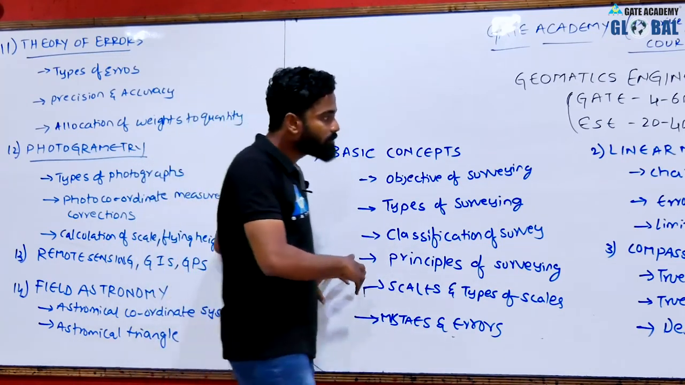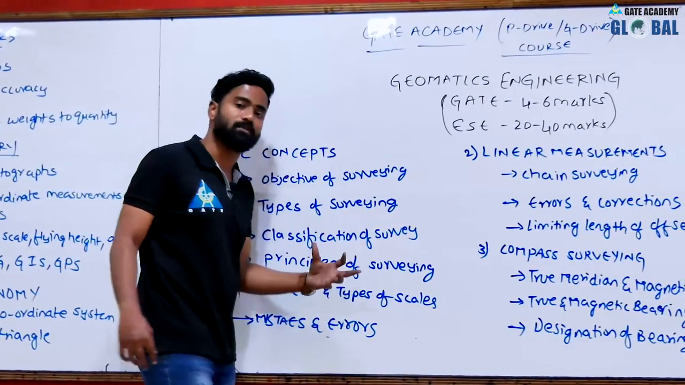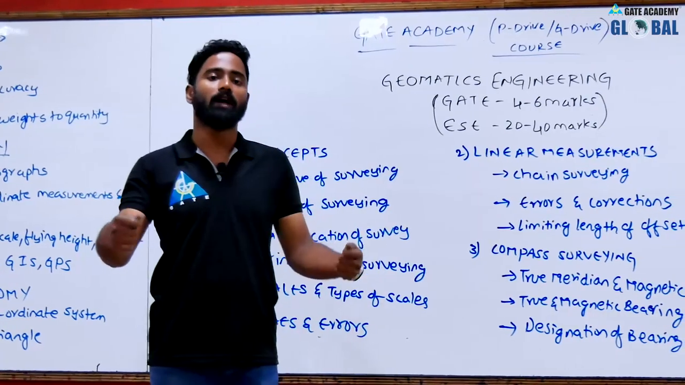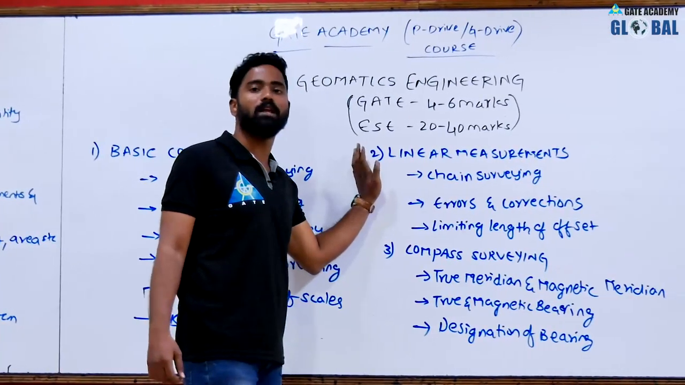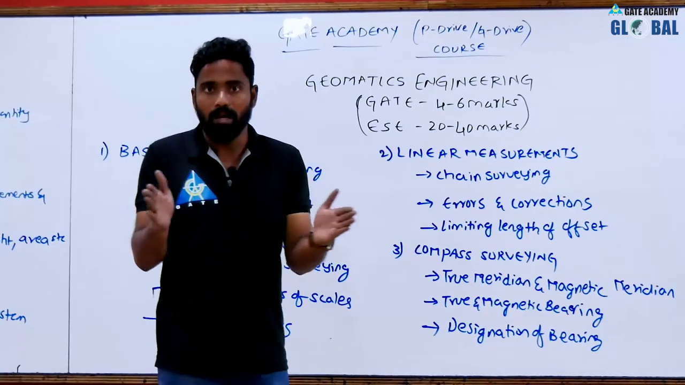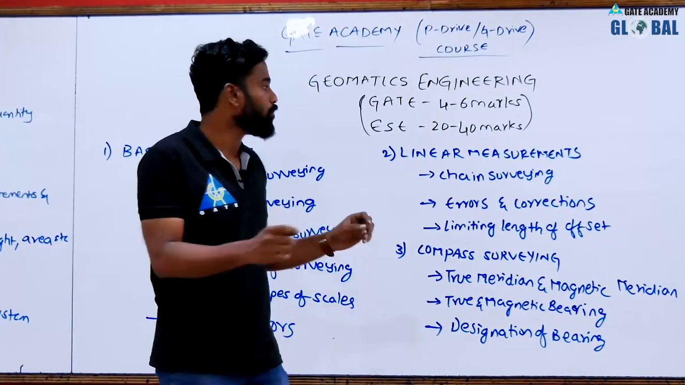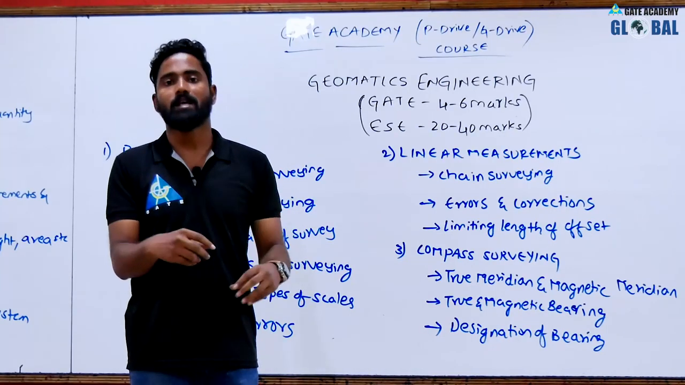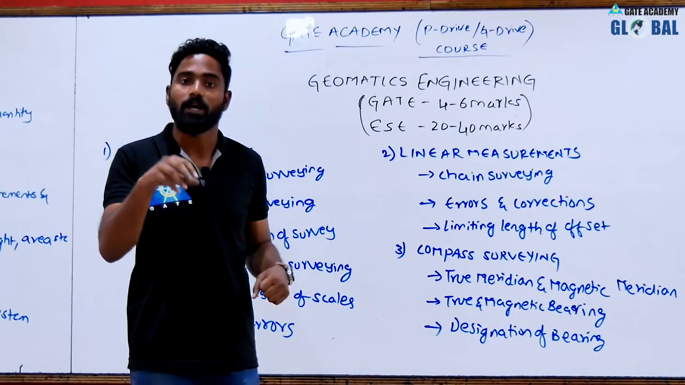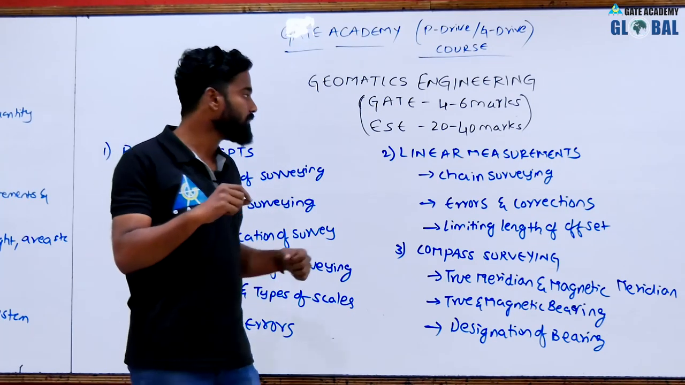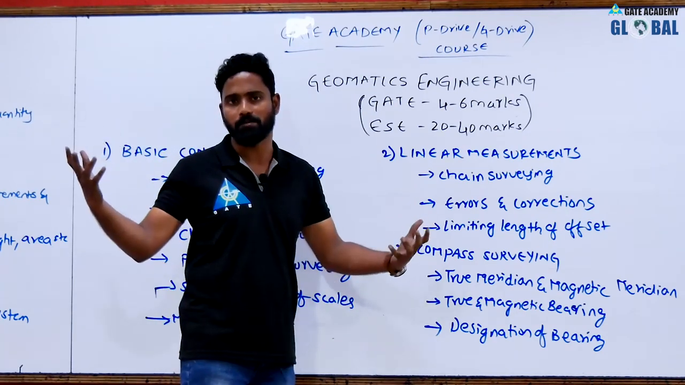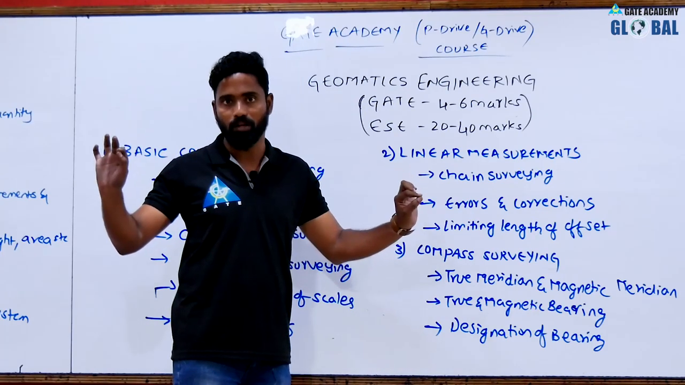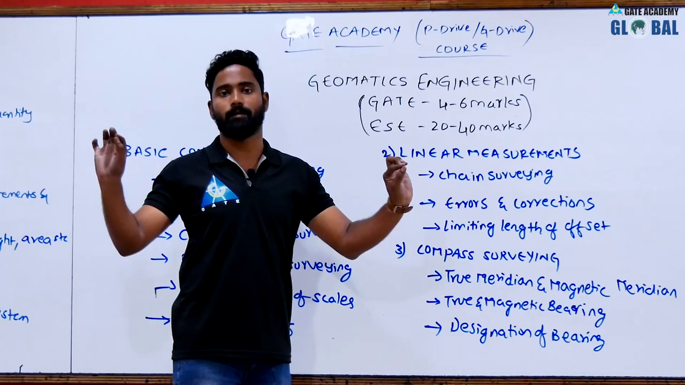Now, coming to in-depth detail, like I said, classification of survey, chain survey. Chain survey means linear measurement, that is measurement of lengths. So, the second chapter is linear measurement, measurement of lengths. By using chains, you are going to do this. The chain is generally of 30 meters length, 20 meters length. Nowadays people are using tapes for measuring the lengths. You can use anything, chains or tapes. The idea is to measure the linear length. Linear length I am talking about here is horizontal length.